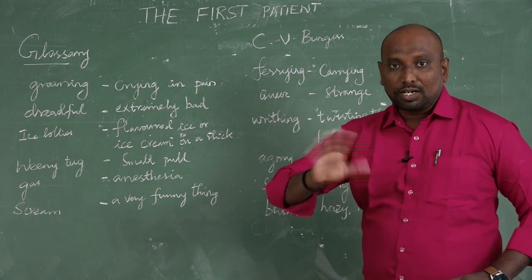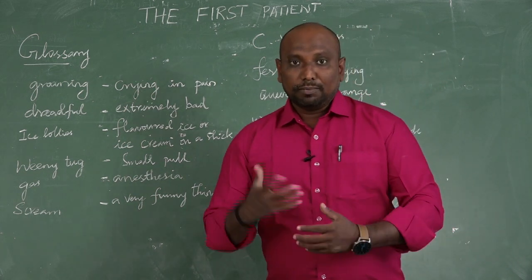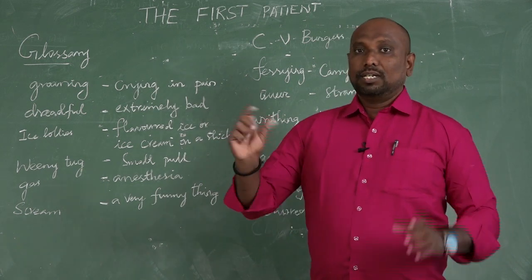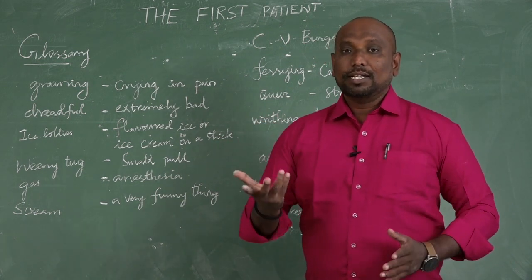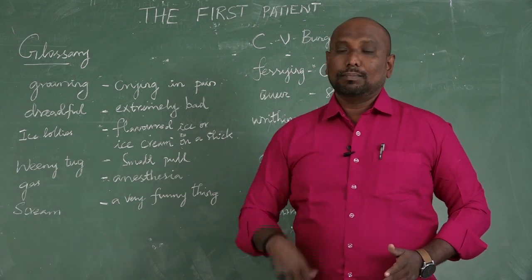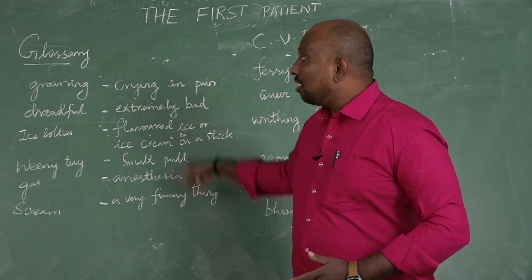Blurred, it is not clear. It's hazy. So while we take the photograph, if you shake the camera, then you don't get the clear picture. That is called blur. Okay, so these are the glossary.